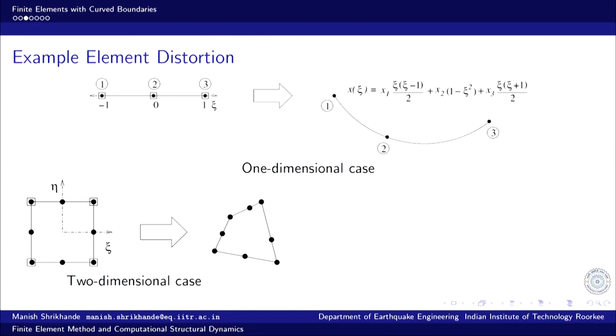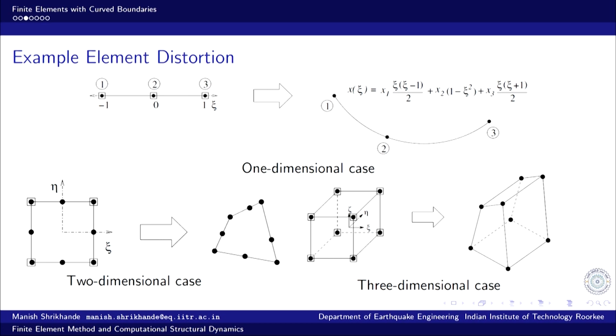It is the same interpolation formula, x is equal to summation of x_I N_I, y is equal to summation of y_I N_I, summation over I, over all the nodes defining the geometry. And similarly, for 3 dimensions, an 8 noded cube can be distorted into, in this case, a frustum of a pyramid or something. So, for any arbitrary geometry, we just need to define unique coordinates of the points, with 1-to-1 correspondence.